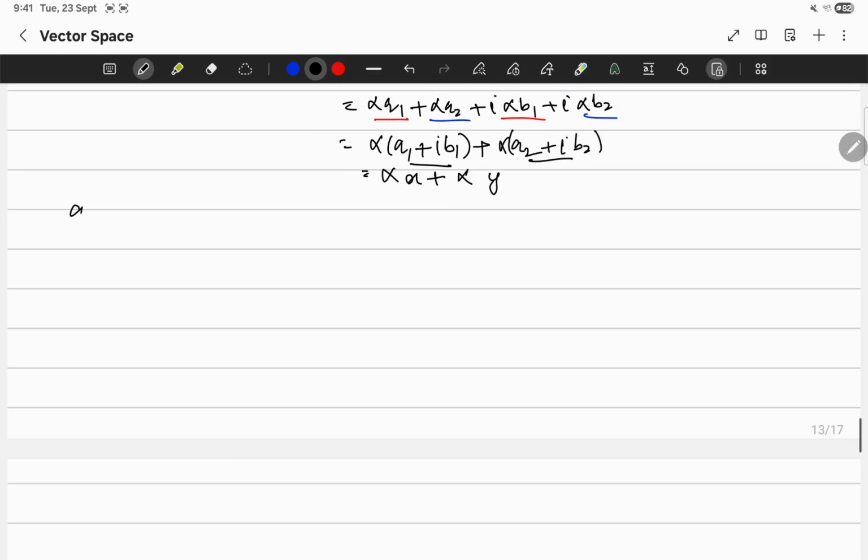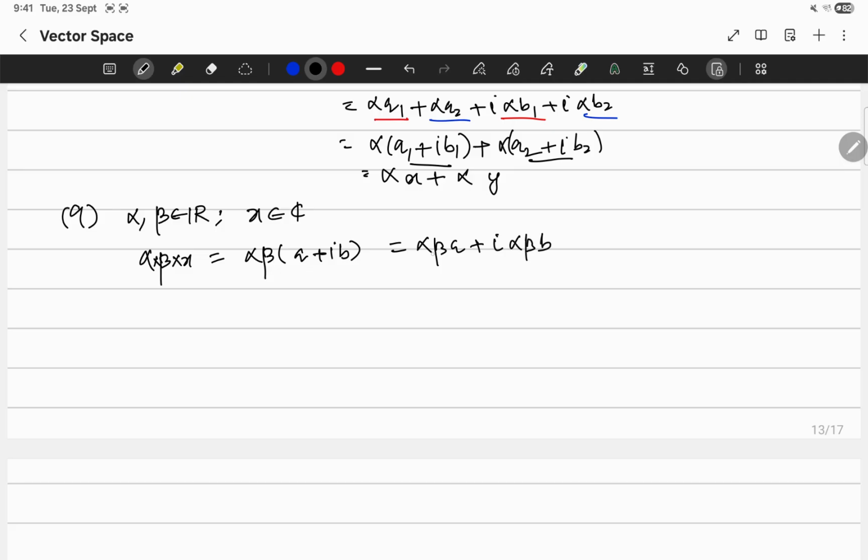Okay, now the ninth property, take alpha, beta, any real numbers, and x is any complex number. Then alpha times beta times x will be alpha beta times A plus iota B, that is alpha beta A plus iota alpha beta B. So you can take alpha common, that is beta A plus iota beta B. So you can say alpha beta of x.